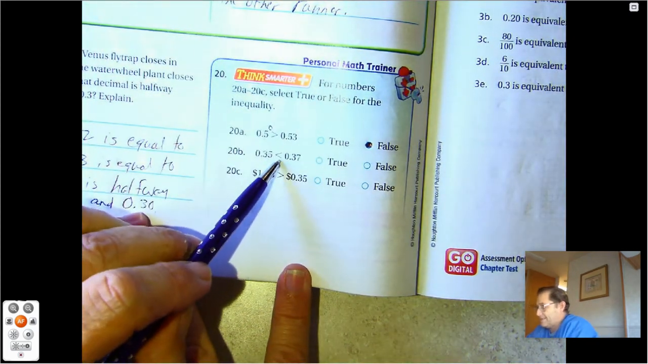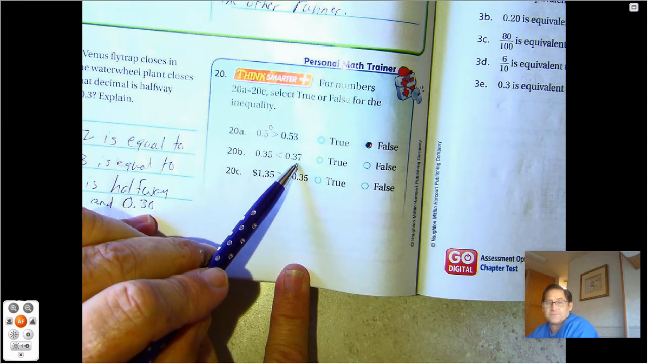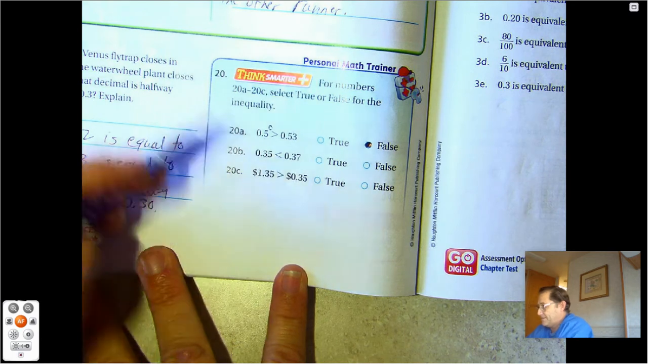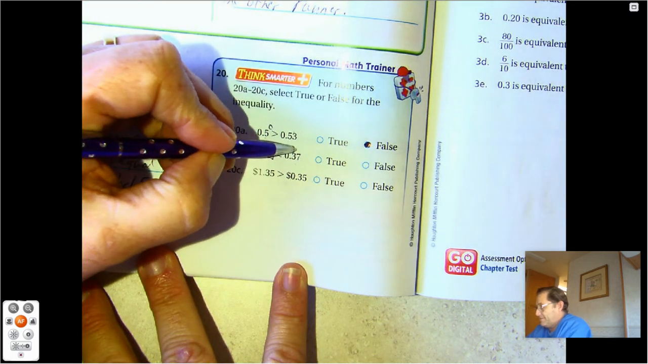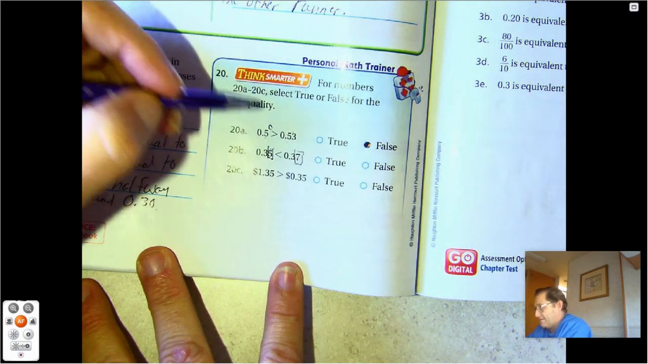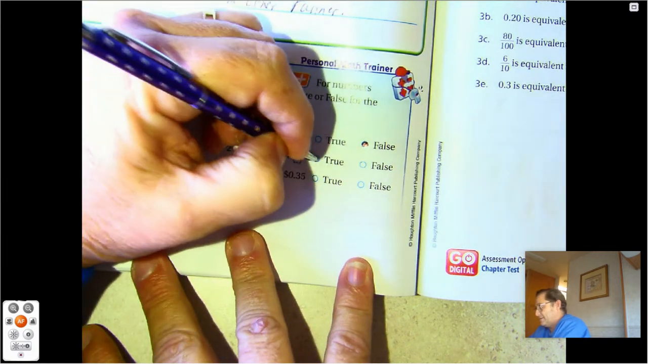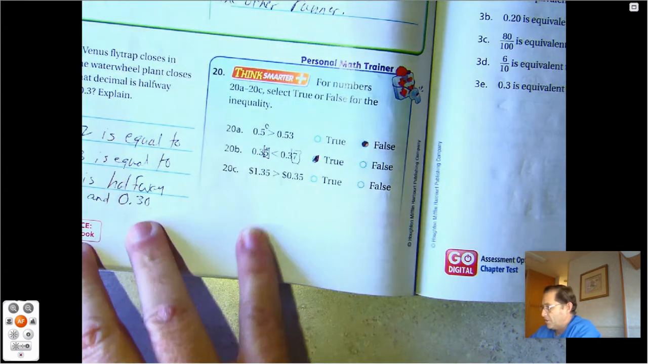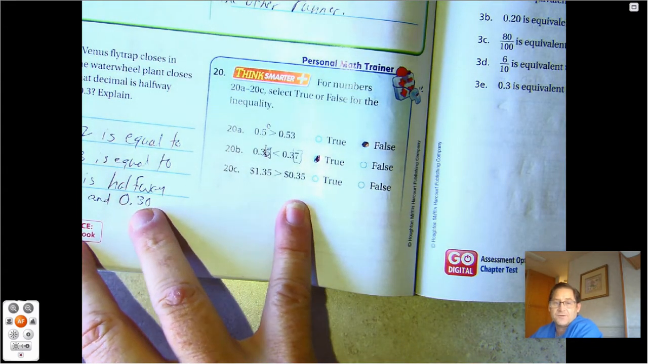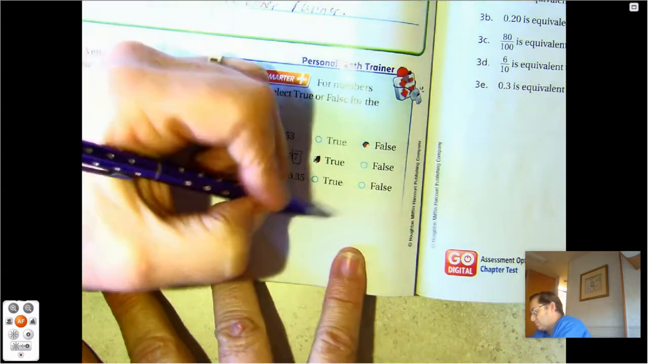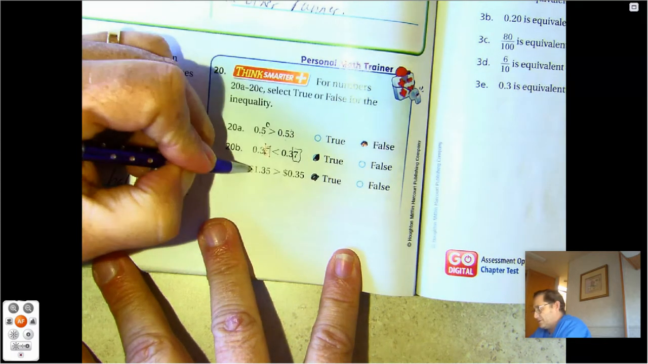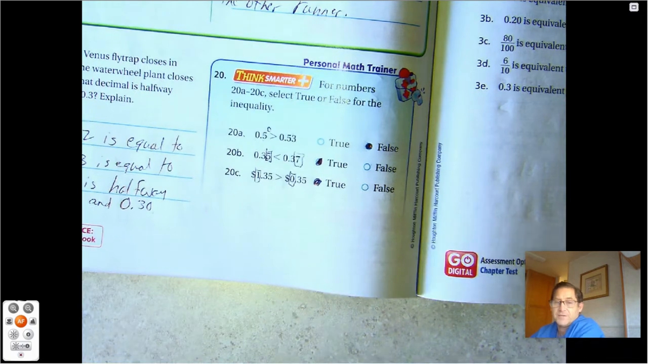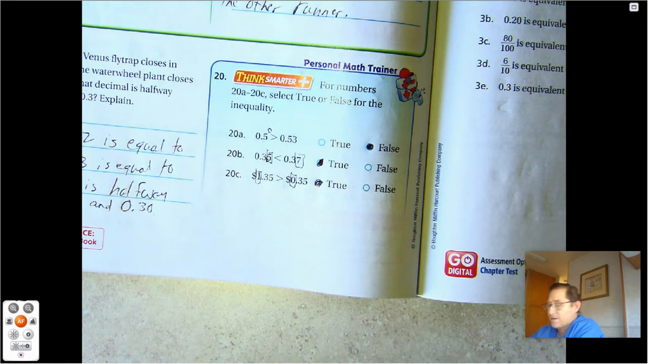35 hundredths less than 37 hundredths. 0, 0, 3/10, 3/10, 5 hundredths, 7 hundredths. 5 hundredths is less than 7 hundredths. That is true. $1.35 is greater than 35 cents. True. You just compare the 1 and the 0, right? $1 is bigger than no dollars.